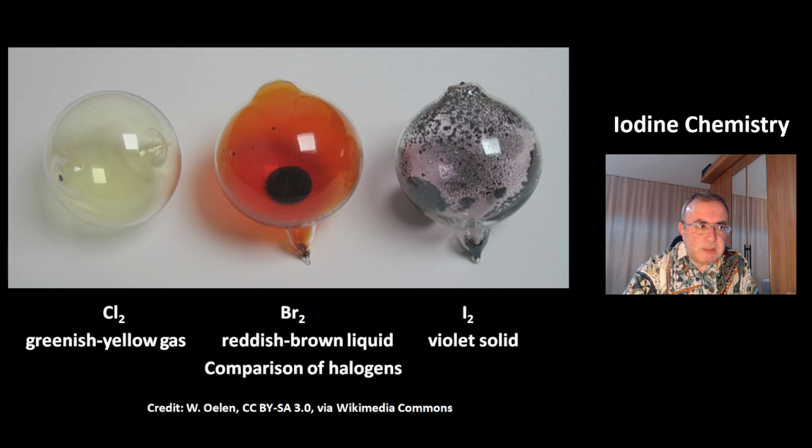This is a comparison of 3 halogens. At the left, that's greenish yellow gas, that's chlorine. In the middle, that's a reddish brown liquid, bromine. And iodine, I2, is a violet solid. That's at the right.